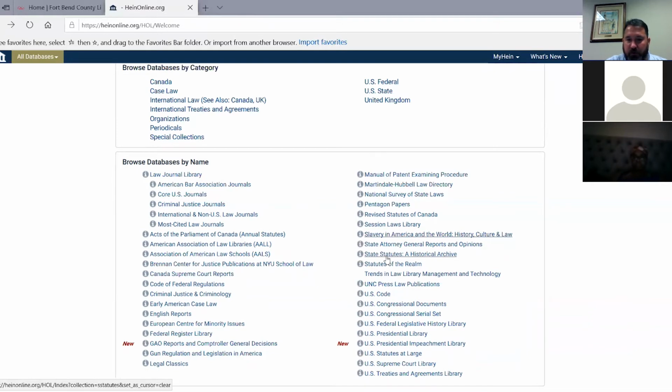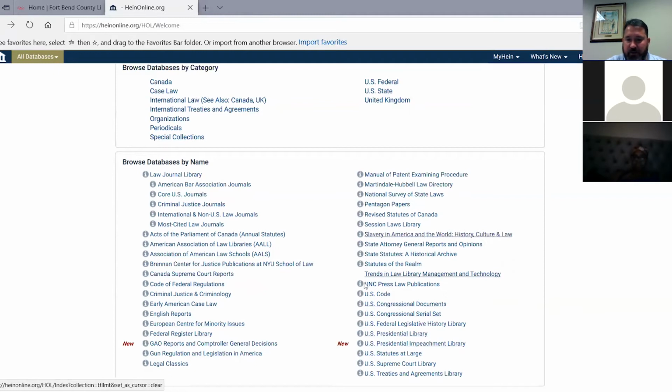There's stuff also related to other states, state statutes, early American case law. So there's just a lot of different stuff. It's worth looking at. If you're starting some research on a particular issue, don't forget to stop in and look at Hein as well. There's materials here from the U.S. presidential libraries.